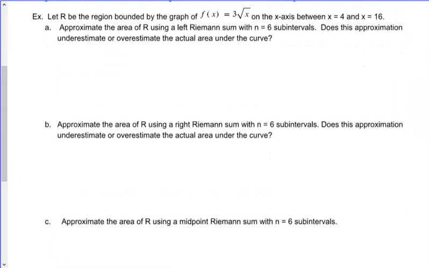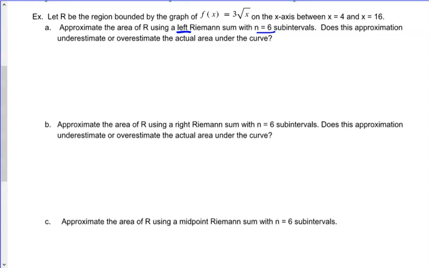We're going to let R be a region bounded by our function 3 square root of x and the x-axis between x equaling 4 and x equaling 16. We want to approximate the area of that region using a left Riemann sum with n equaling 6 subintervals. And then they're asking us, does this approximation underestimate or overestimate the actual area under the curve?